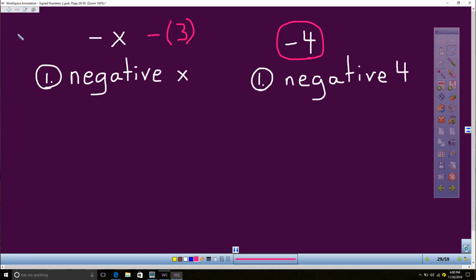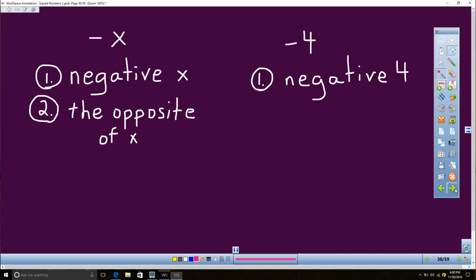But let's write that negative sign, and now in place of x, let's put negative 3. Now it would say a negative 3, which is a positive 3. So if you read this as negative x, it makes it sound as if it's a negative value when it may or may not be. So it's really better to read this expression as the opposite of x. So we read the negative as the opposite of.